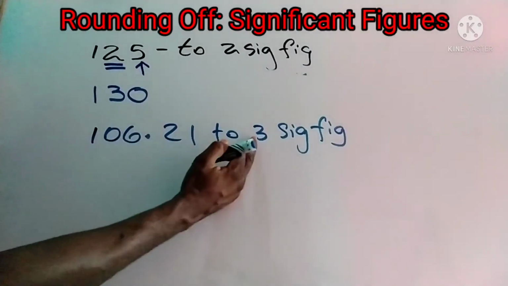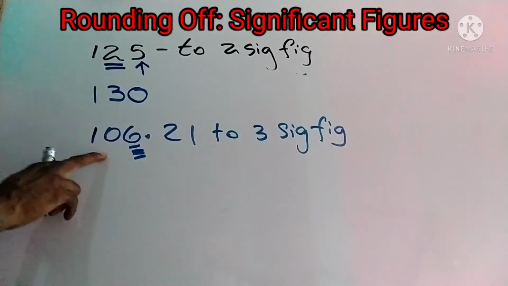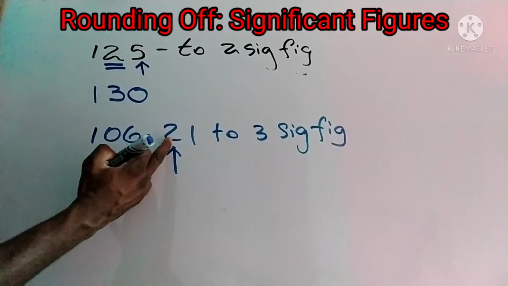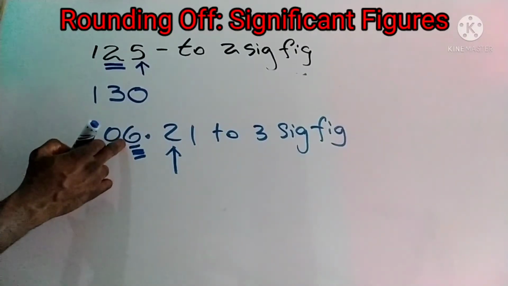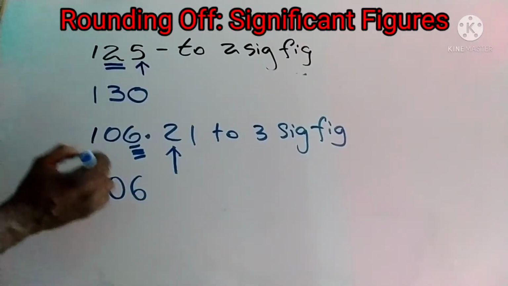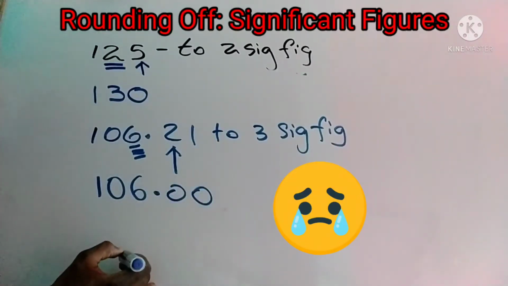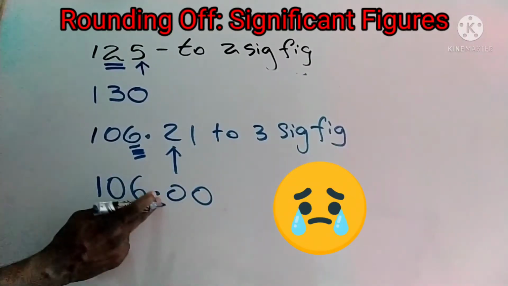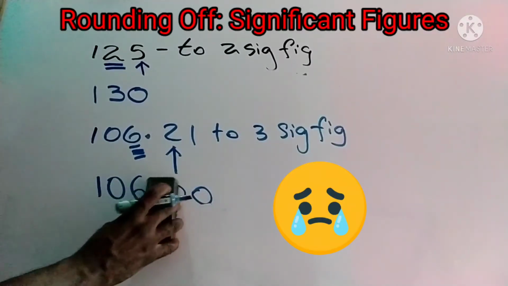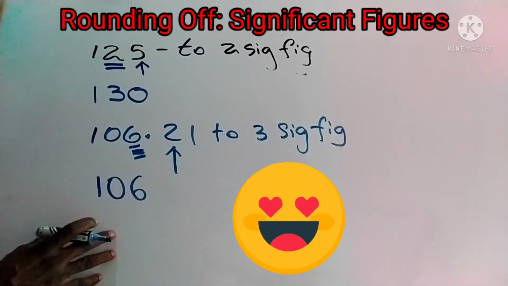I need to round it off to the third spot. Number 6 is occupying that spot. Then I'm going to look to the immediate right. This is a number 2, a number less than 5. That means it cannot round up this spot. So the answer is 106. The thing is, some people add 0.00. You cannot do that now because the decimal point will give significance to trailing zeros. So you can't put the 0.00. It's 106, and that's it.